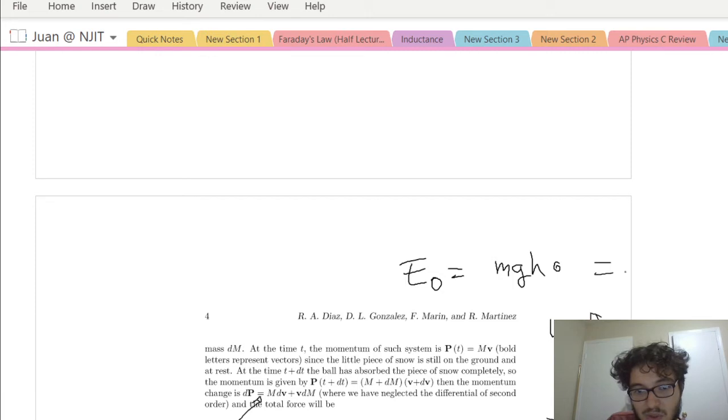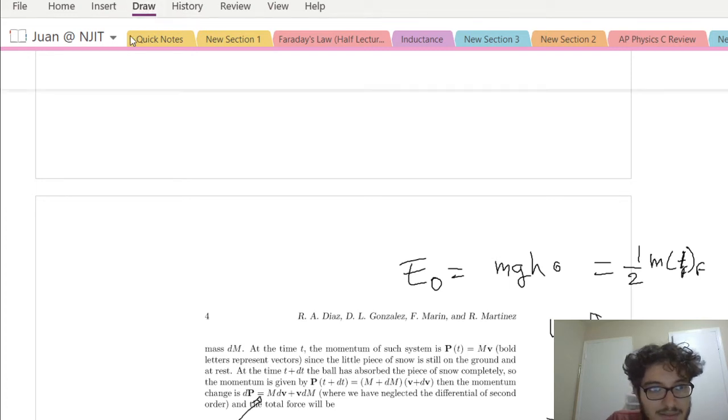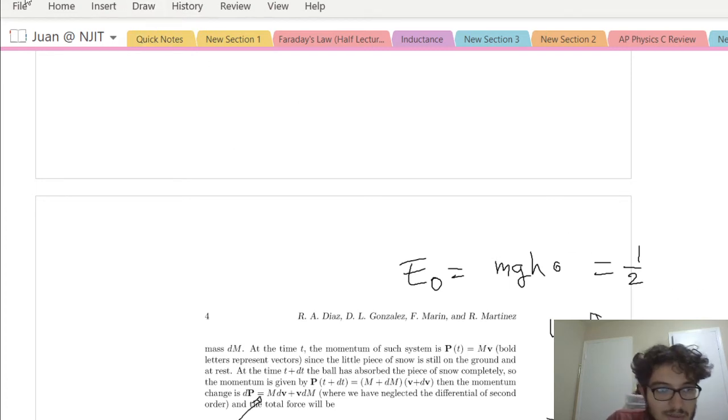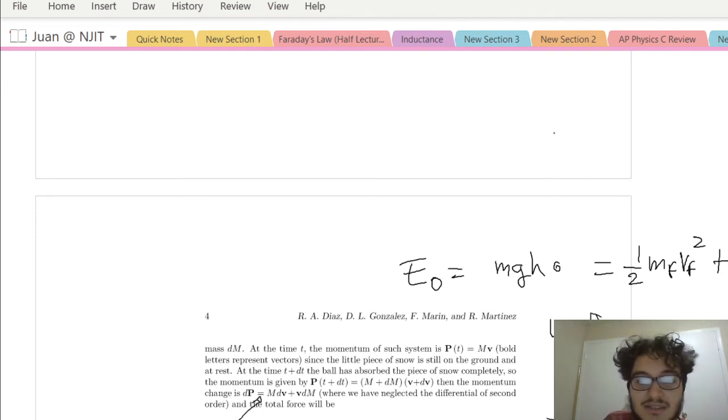So there's no more potential energy. However, there's going to be kinetic energy: one half whatever the mass is at that point in time, m of t at t final, or let's call it mass final. So there's going to be one half m final v final squared plus one half I, right? Now I is going to stay constant since it's always spherical.